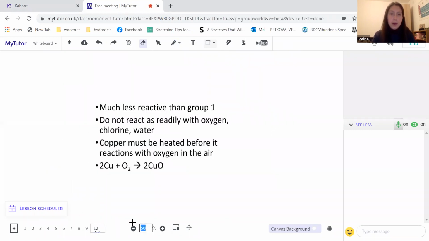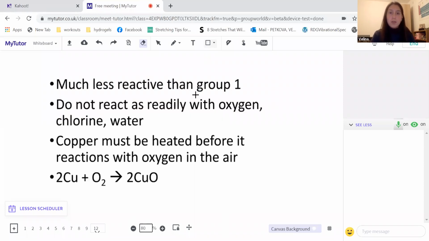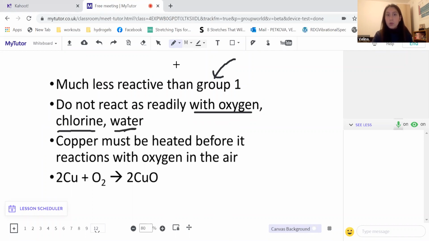Yeah, look here, we talk about the reactivity. So they're much less reactive than group 1. As we saw and heard yesterday, group 1 was stored in what? It was stored in oil to prevent it from being oxidized, exactly. So in the case of transition elements, they do not react readily with oxygen or chlorine or water. We saw also group 1 had that vigorous reaction with water, and you could see the fizzing, and it was super fast. However, transition elements are significantly less reactive than your group 1.